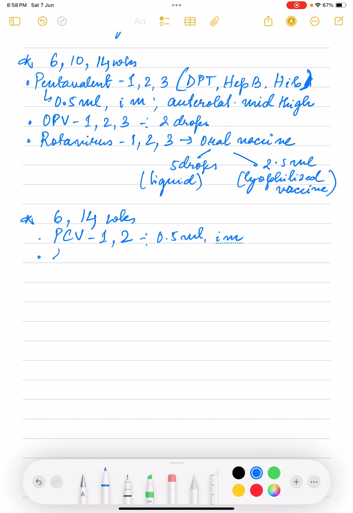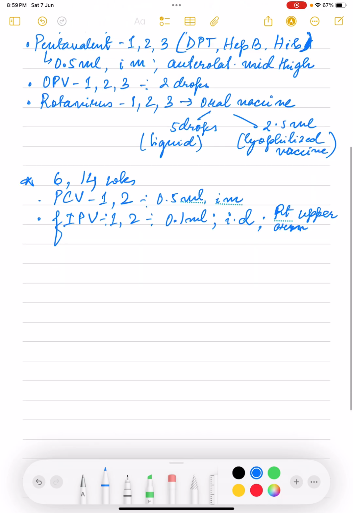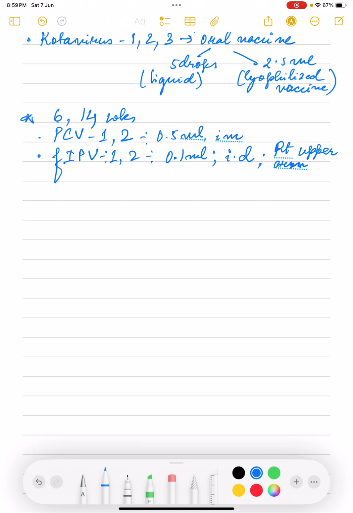Second is fractionated IPV. Again 1 and 2 dose at 6 and 14 weeks. It is 0.1 ml intradermal. It is given in right upper arm. The BCG intradermal was given on left upper arm, and now fractionated IPV intradermal is given on right upper arm.